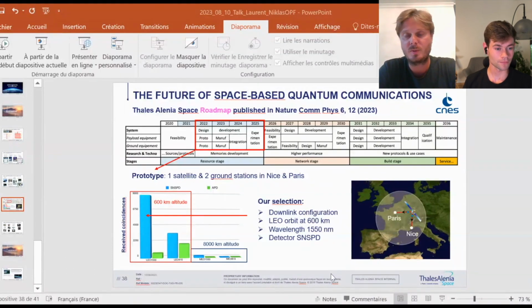In our case, for quantum communications, you cannot use amplifiers. Otherwise, you destroy the information that is encoded into a single photon.